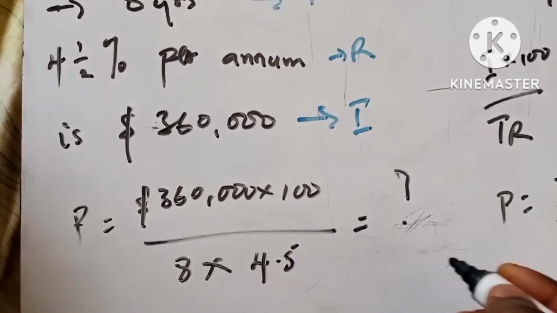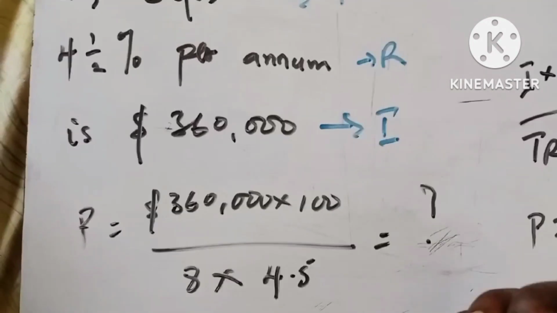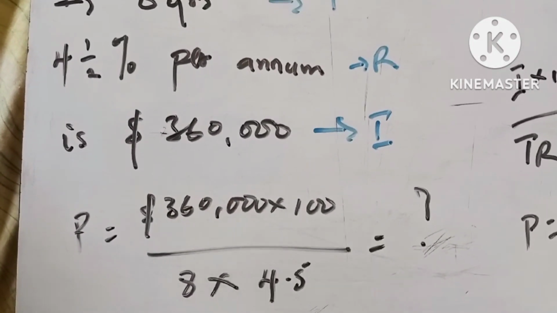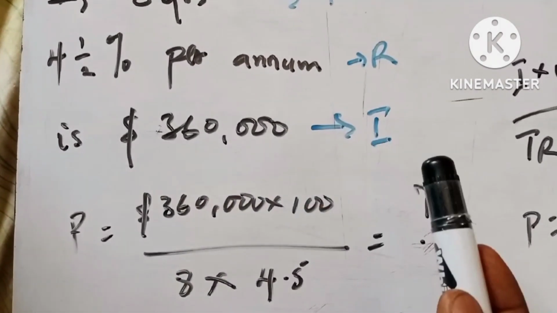Whatever you are going to get here is going to be your principal, right? That is the money you deposited. You should have it at the bank before the bank can give you any amount that they want to give you. This one is just the interest on that, right?